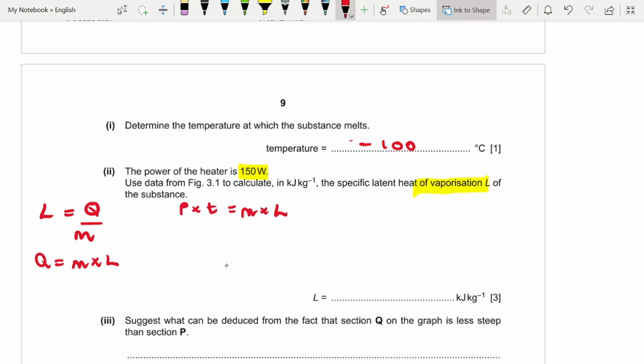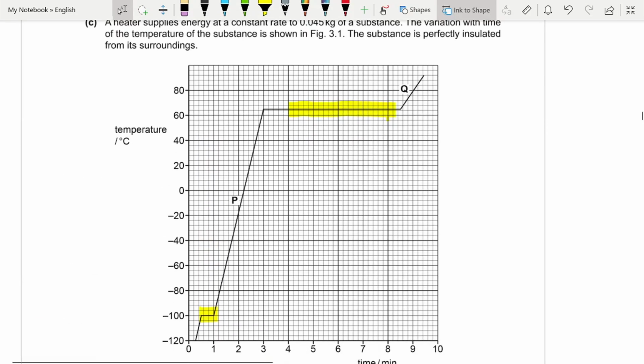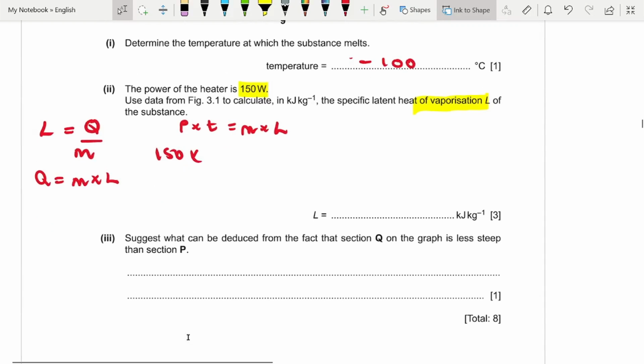Let's think about that. So our power is 150 watts. And what is our time? Let's go on our little graph. We're starting here. It's 3 over here. And then here we have 8, 8.2, 8.4, 8.5. Okay, so we have 8.5 minutes. And then we have 3 minutes on that side. So we're going to have multiplied by 8.5 minus 3.0, right? Multiplied by 60, 60 being our time, 60 seconds, right? Guys. And that's going to be equal to our mass 0.045, right?